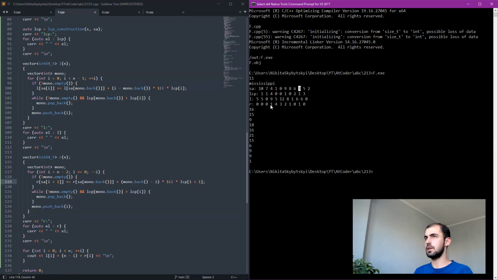So third one gets 1 point now. Sixth one should get 4. No, third one should be getting 2 points. 1 for this and 1 for this. The state of the monostack is like there is 1 and then there is like nothing.